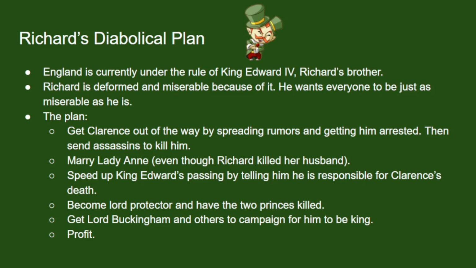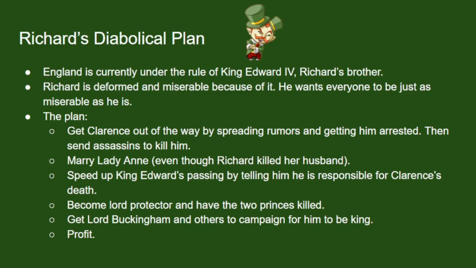Meanwhile, Richard decides he needs a queen, so he meets up with Lady Anne, who is the widow of Henry VI's son, who is also named Edward. And Richard was actually the one who killed him in battle along with Henry VI. The fact that he was even able to get Anne to agree to be his wife despite her knowing that he was the one who killed her first husband should tell you how good he is at the art of manipulation.